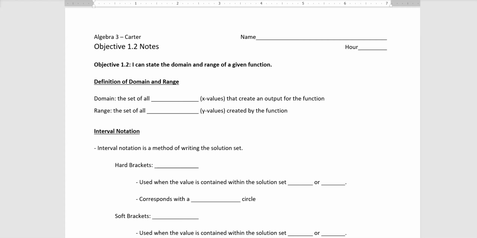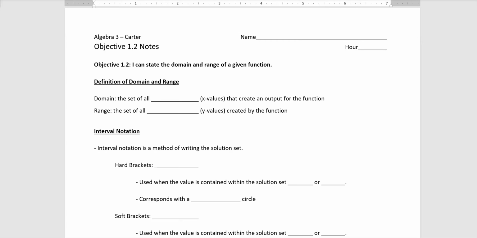Hello, and welcome to our Objective 1.2 note. Objective 1.2 says I can state the domain and range of a given function. Domain and range are going to be our bread and butter today. So let's talk about what domain and range are.